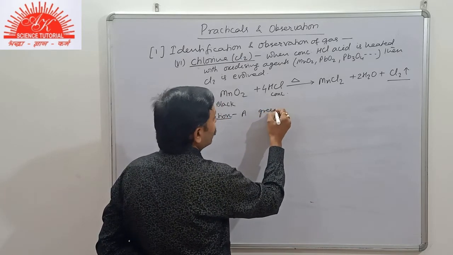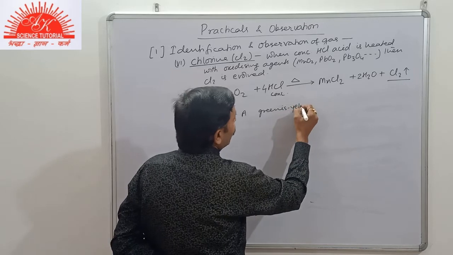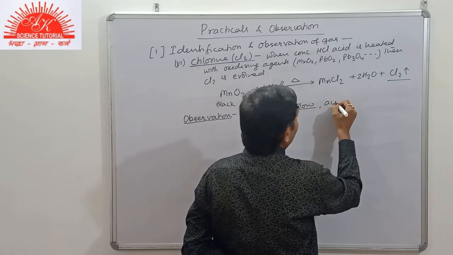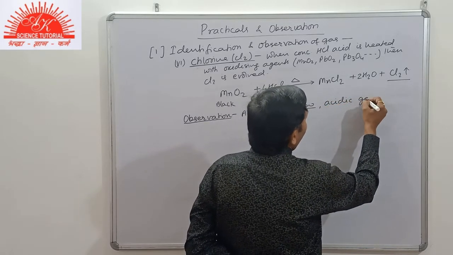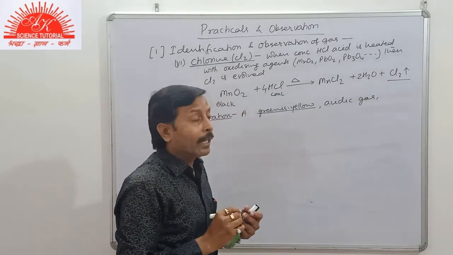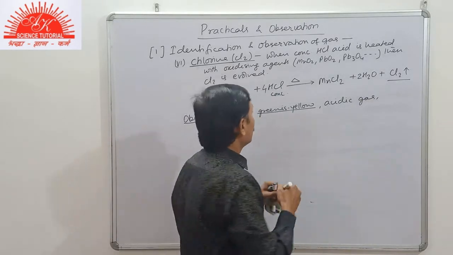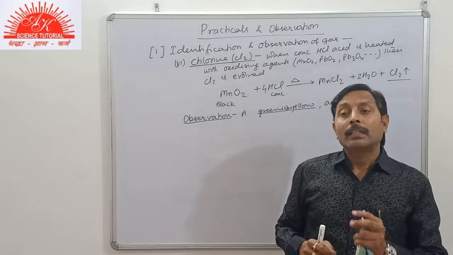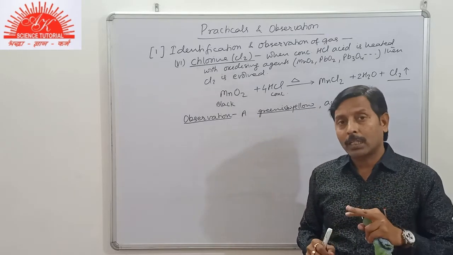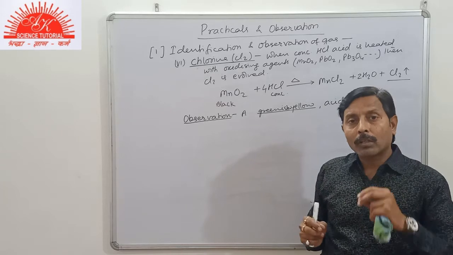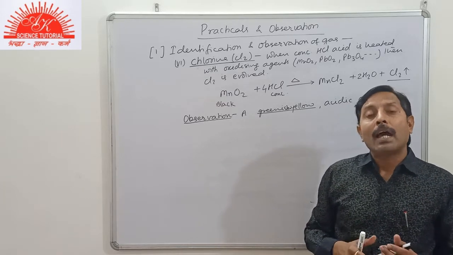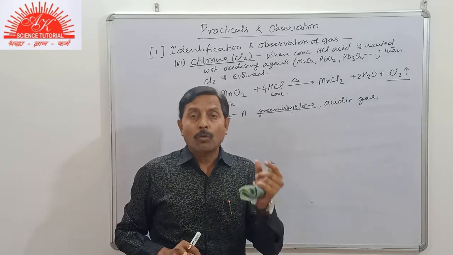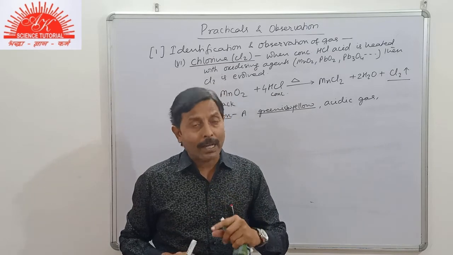So it is a greenish yellow acidic gas. Now, students, you should learn its color. You can easily identify chlorine gas with this color, greenish yellow colored acidic gas. There are only two colored gases which we have to study. One, this one, greenish yellow color. So this is directly identified. And second, nitrogen dioxide, which is a reddish brown acidic gas. So with the color you can easily identify the gas.